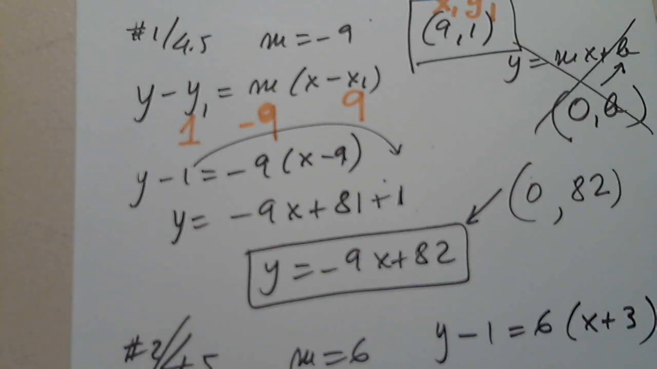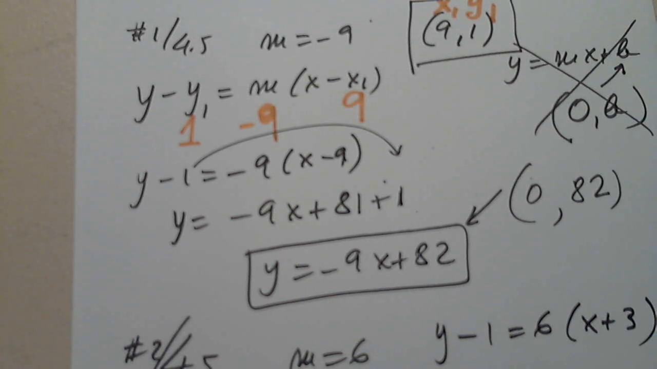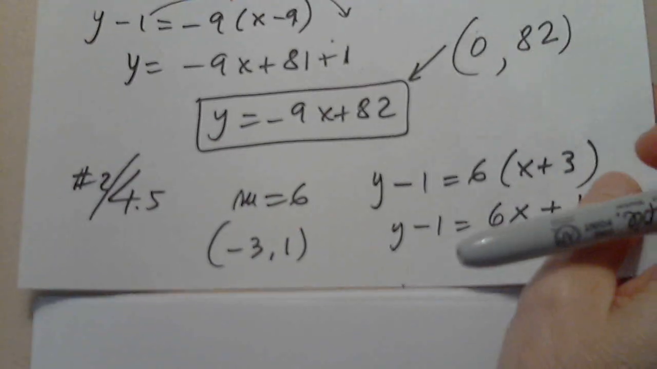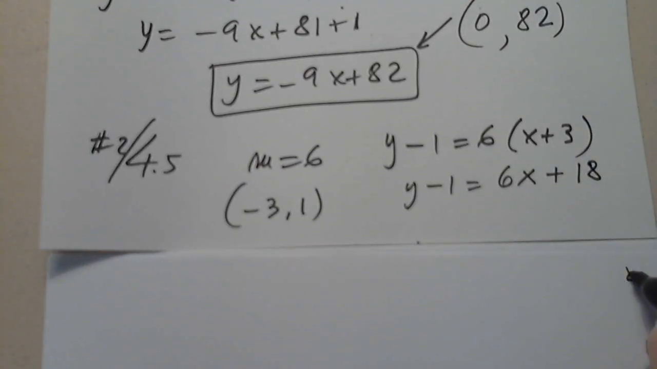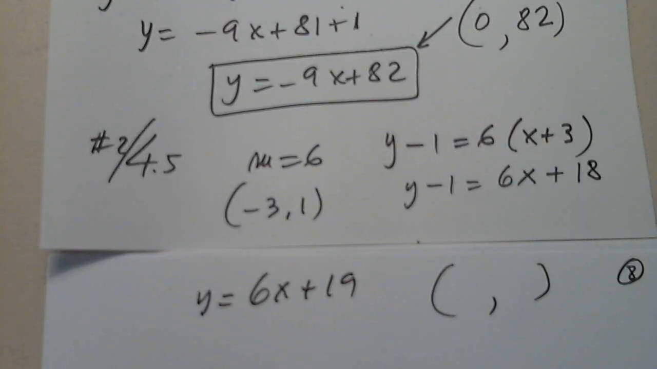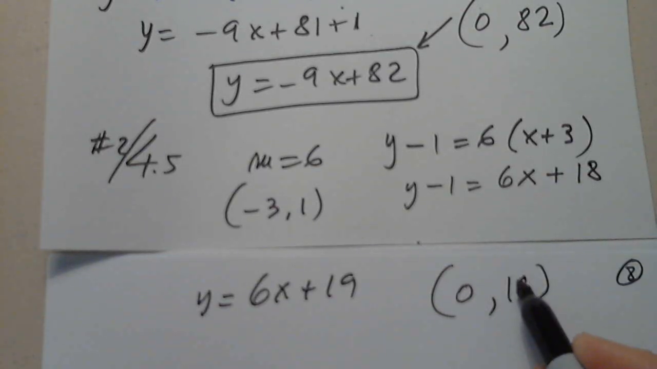We still have to solve for y. Times 6 by x and 3, and you get y minus 1 equals 6x plus 18. Excellent. And then final step. You add the 1. Exactly. Can anyone now identify the y-intercept? Because now we have it. 0, 19. That's it. Good.